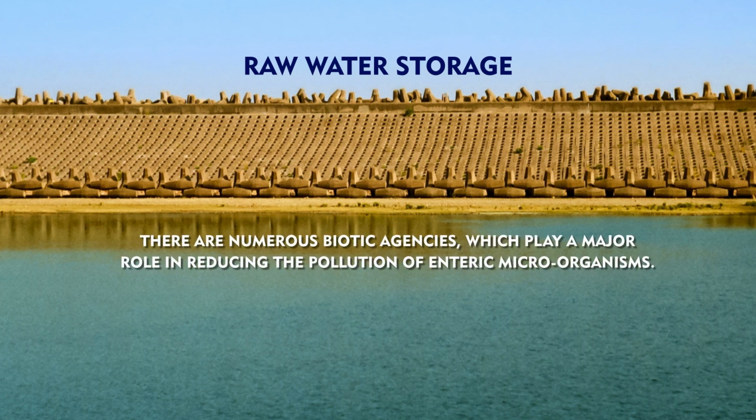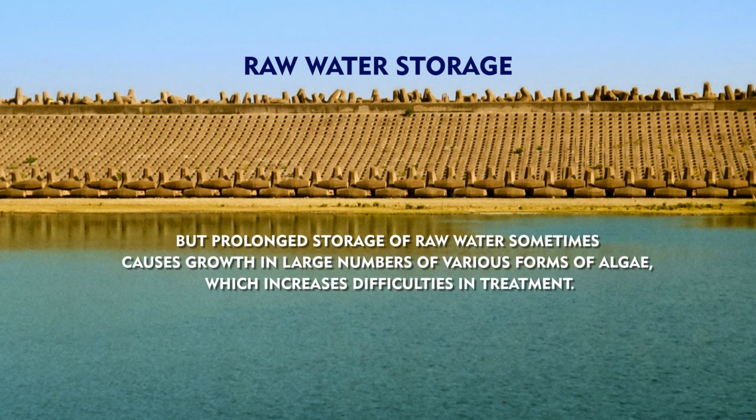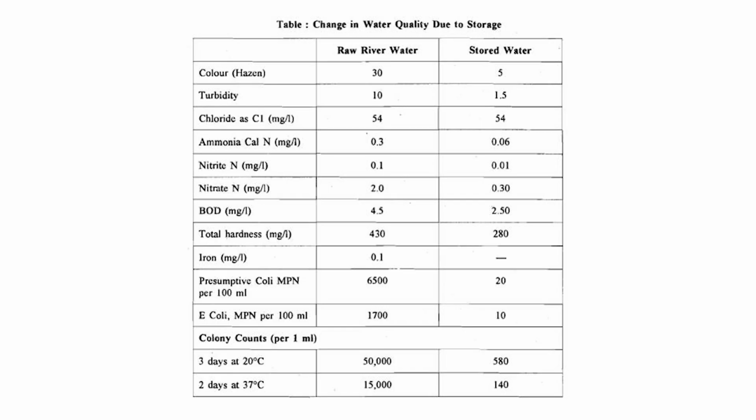There are numerous biotic agencies which play a major role in reducing the pollution of enteric microorganisms. But prolonged storage of raw water sometimes causes growth in large numbers of various forms of algae, which increases difficulties in the treatment. Here is the change in water quality due to storage.